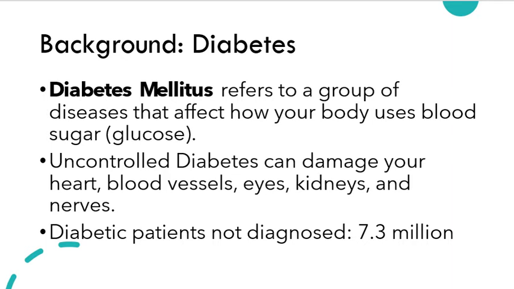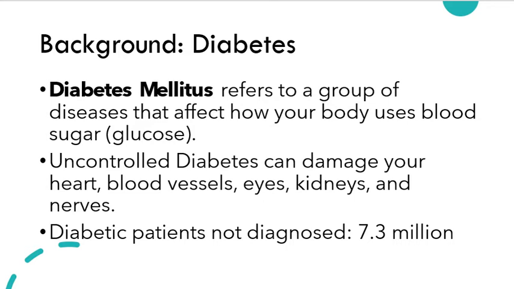As an overview of diabetes, diabetes refers to a group of diseases that affect how your body uses blood sugar or glucose. Glucose is vital to your health and it is an important source of energy. The underlying cause of diabetes varies by type, but no matter what type of diabetes one has, it can lead to excess sugar in your blood. Too much sugar in your blood can lead to serious health problems. If undiagnosed and uncontrolled, diabetes can damage your heart, blood vessels, eyes, kidneys, and nerves.